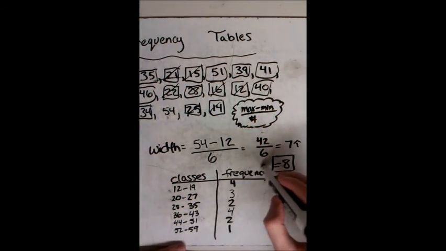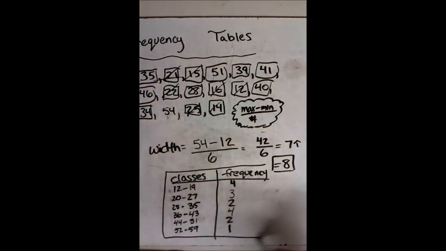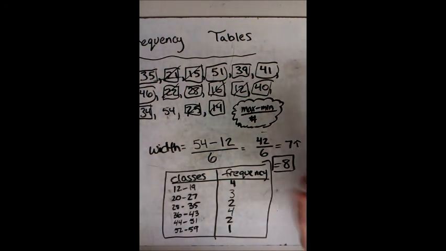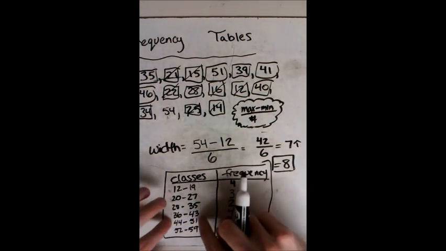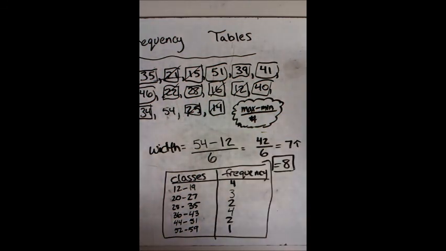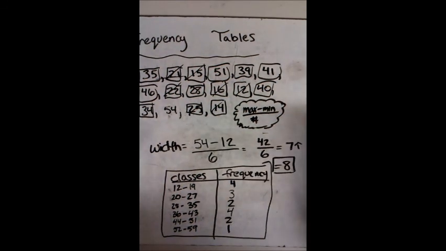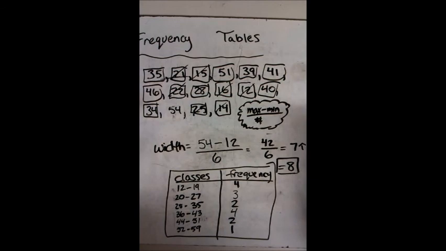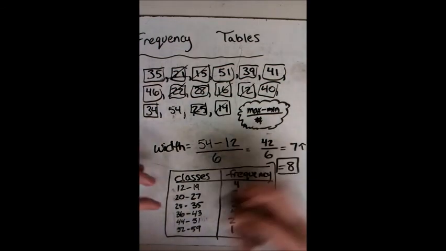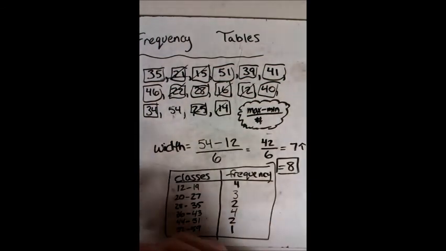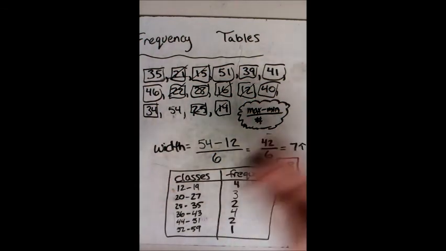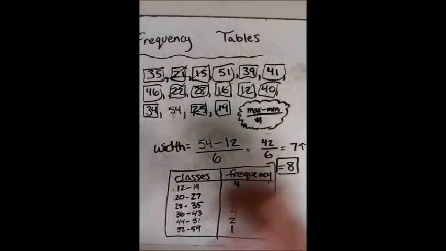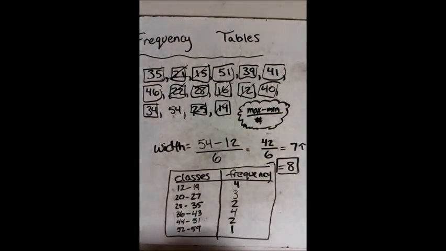So my frequency table would look something like this. I have 1, 2, 3, 4, 5, 6 classes altogether. The width of each class would be 8. There are 8 numbers in between 12 and 19, if you include 12 and 19. So that's frequency tables. They're a useful way to organize your data.